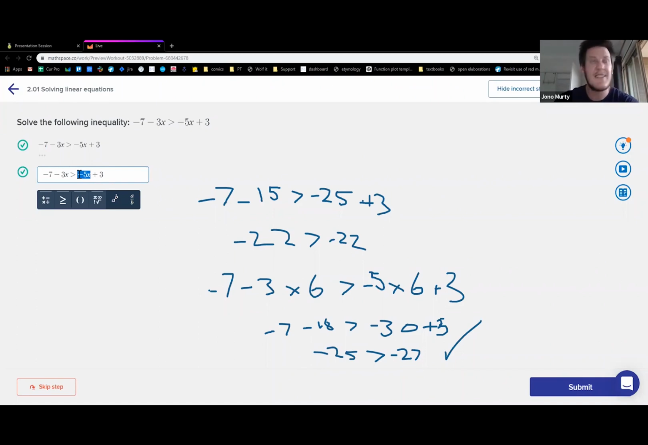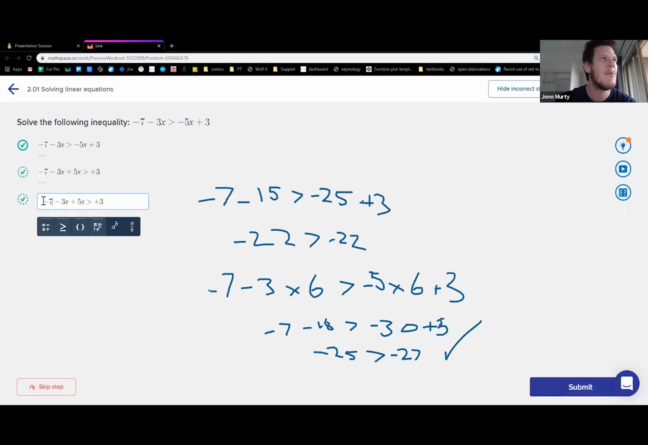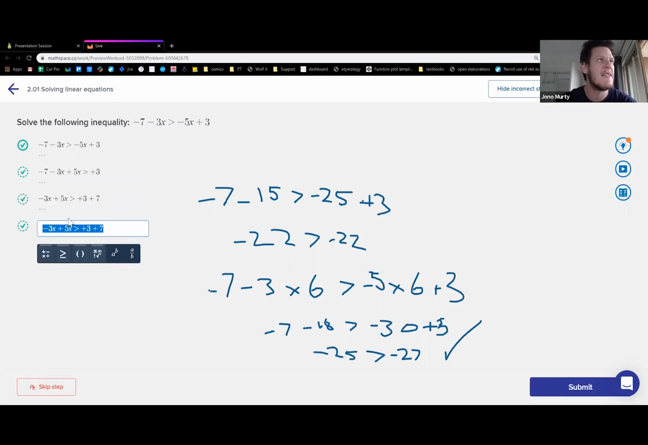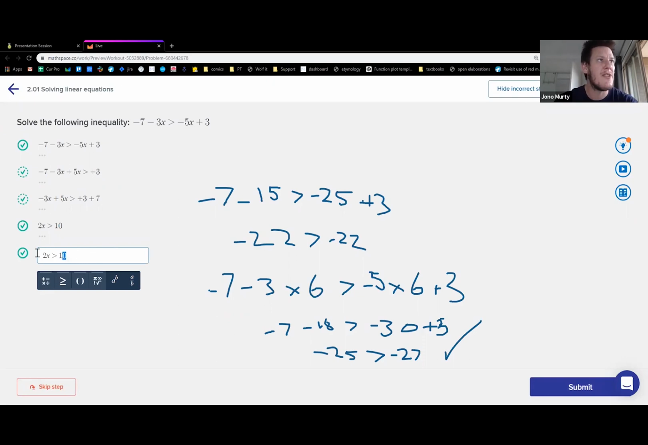Let's add 5x to both sides. I want to get rid of the -7, so we'll add 7 to both sides. Yes, -3 plus 5 is 2. This is 10. Now I can divide both sides by 5. Sorry, by 2. X greater than 5.